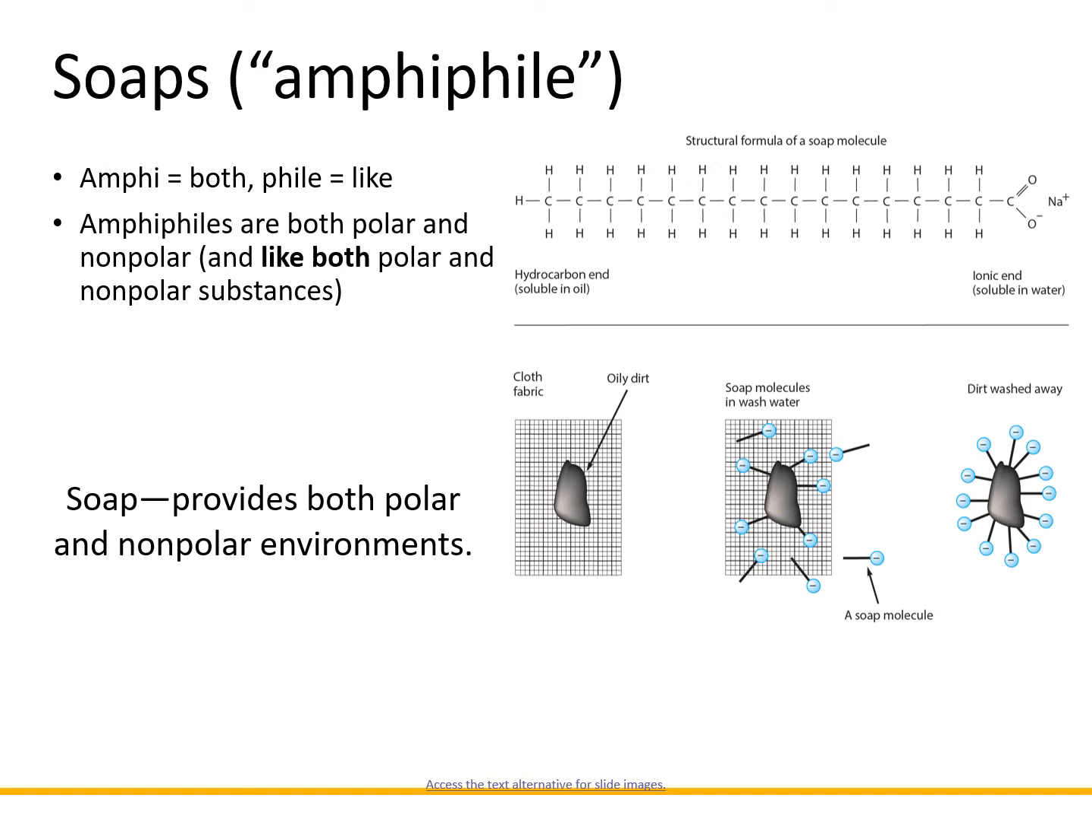Now, what if I told you, though, that molecules can be both polar and nonpolar? These are pretty cool, I think. The word for them is amphiphile. And amphi in Greek means both, and phile means like. So amphiphiles are compounds that like both polar and nonpolar solvents because they have both polar and nonpolar regions.